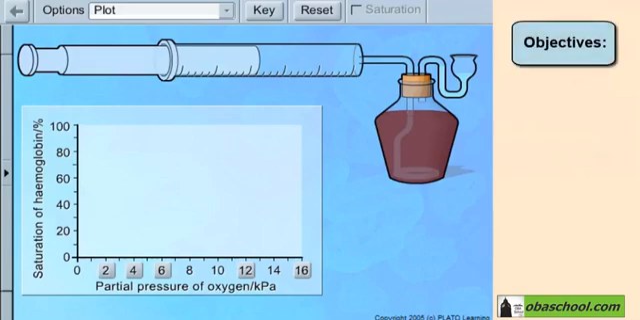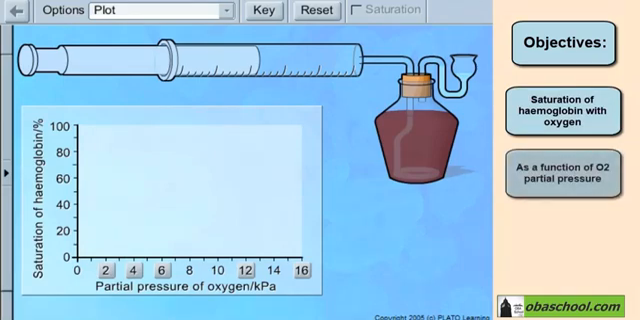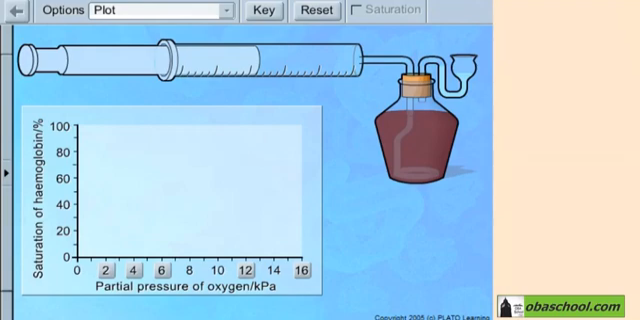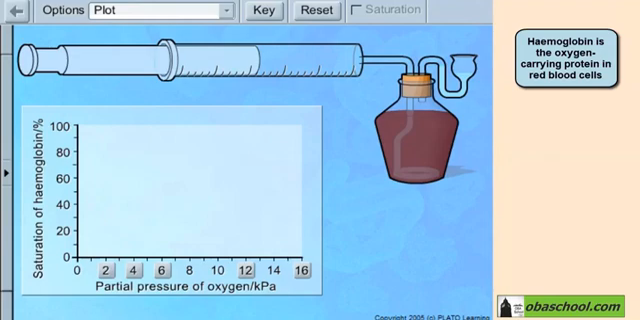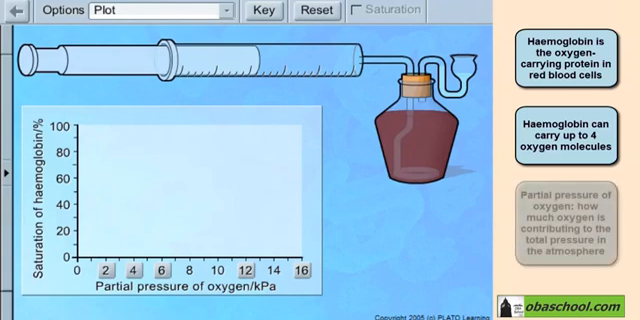We are going to look at the saturation of hemoglobin with oxygen as a function of the partial pressure of oxygen. So first, what is hemoglobin? Hemoglobin is the protein in red blood cells that carries oxygen. It can carry up to 4 oxygen molecules at a time, so it can have different degrees of saturation. The partial pressure of oxygen is how much oxygen is contributing to the total pressure of air in the environment.